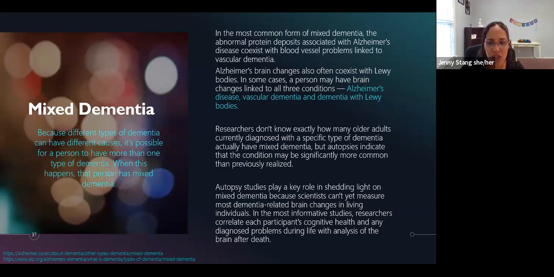Autopsy studies play a key role in shedding light on mixed dementia because scientists can't yet measure most dementia-related brain changes in living individuals. In the most informative studies, researchers correlate each participant's cognitive health and any diagnosed problems during life with analysis of the brain after death. So most of the information that we're going to get is going to come post-mortem. It is very difficult while you're caregiving for somebody with dementia to really know for sure what's causing their dementia. That's why I think it's helpful to understand the differences and specific symptoms, so that you can talk with your doctor about specific symptoms and maybe get a clearer diagnosis.